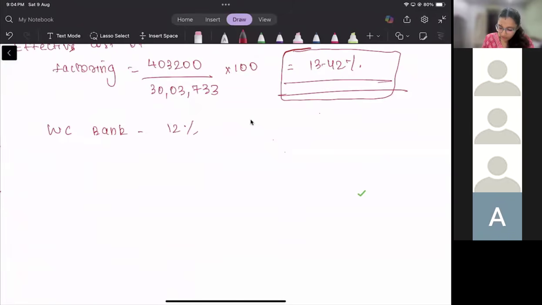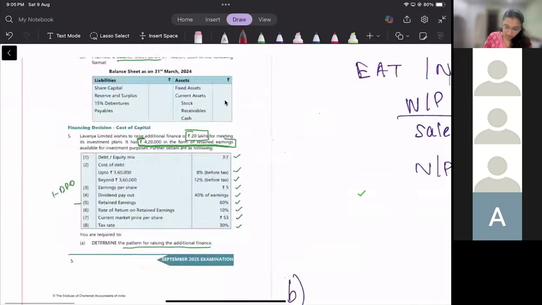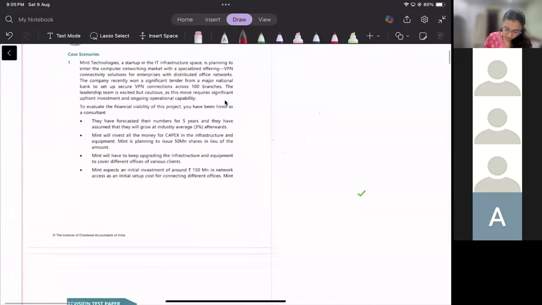So, if we go for factoring, we are going to incur a cost of 13.42%. But at the same time, we can take a loan from the bank for the same amount for just 12%. So which option will the company prefer? Definitely this bank option, right? They'll only have to pay 12% interest. But if I'm taking the factoring option, I'll have to pay 13.42%. Clear? Completed all our practical questions.